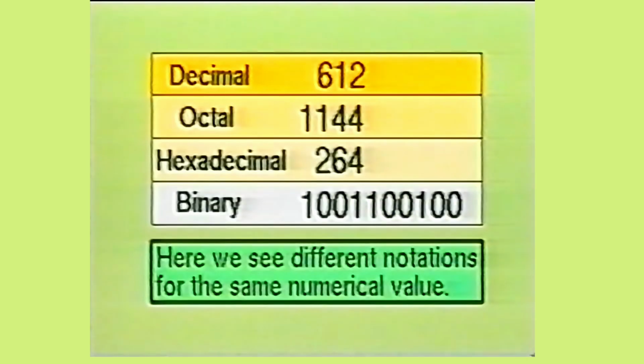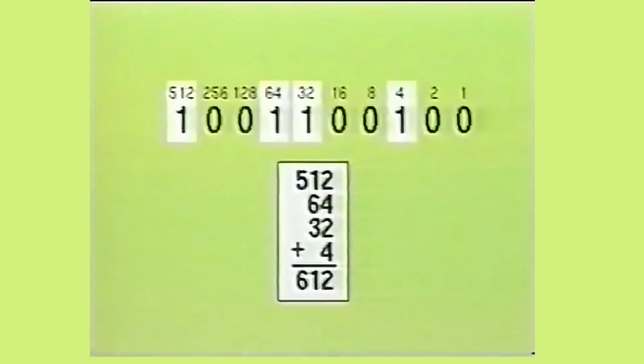So far, we have seen that the decimal number 612 can be represented in octal notation as 1144, in hexadecimal notation as 264, and in binary notation as 1001, 100, 100. If our conversions are all correct, then the binary notation 100, 110, 0100 should convert back into 612 decimal.